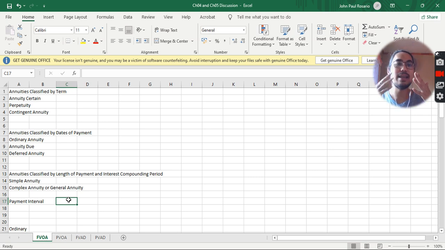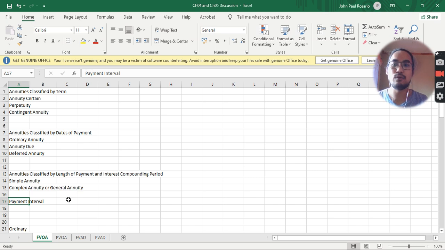While the second installment for this series would be simple annuity due. So same, the interest compounding period and the payment interval are the same or equal, and then the payment will start at the beginning of each period. Okay, so since we're done now with that, by the way, payment interval again is the length of time between each occurrence of your payment.